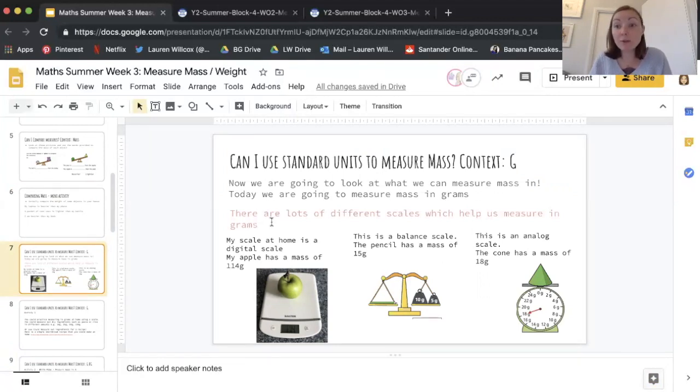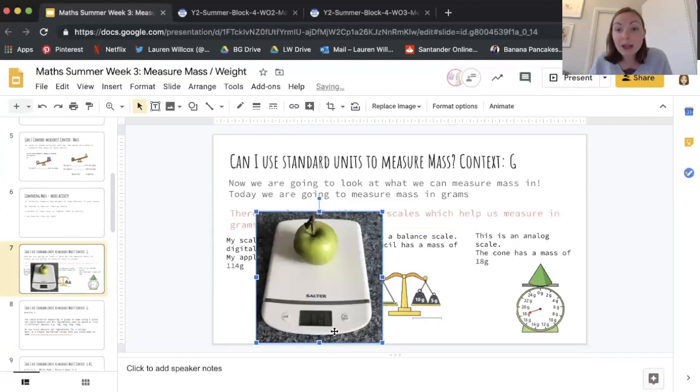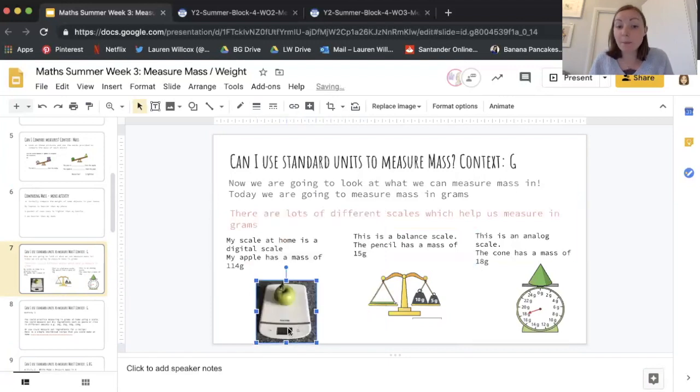Now there are lots of different ways to measure in grams and lots of different scales that help us. So here, this is my scale at home. It's a digital scale. And that apple, if you make that picture a bit bigger, you can see that my apple weighs 114 grams. That's a digital scale. It shows me the number, a bit like a digital clock.